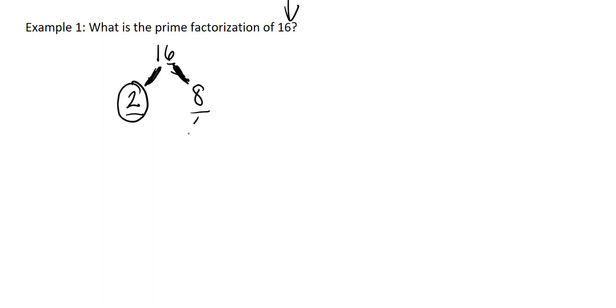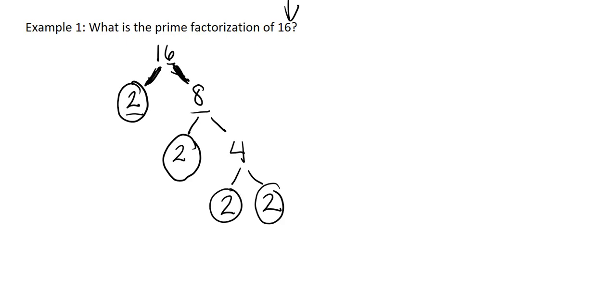So 8 is also even, so let's break this down into 2, because any even number can be divided by 2. So 8 divided by 2 is equal to 4. So we put the 4 on the right-hand side. And now we have another 2 here. Now, here we have 4. 4 can be broken down into 2 and 2, because 4 is even, and we know 2 times 2 is equal to 4.